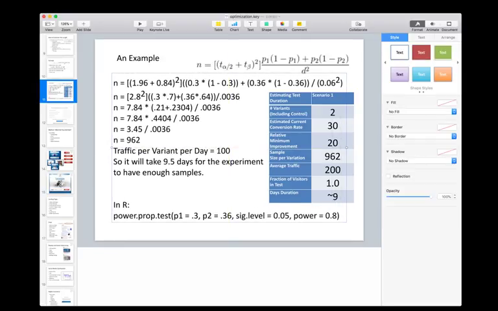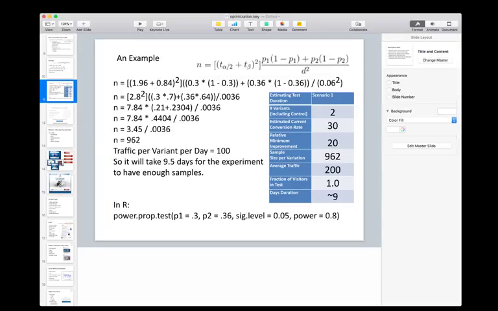They said that they had some trouble matching it. Anyways, so then P1 is 0.3, because that's the original conversion rate. 1 minus P1 is 1 minus 0.3, right? P2 times 1 minus P2, which is up here, is 0.36 times 1 minus 0.36, right? So that feeds in there. And the distance between those two values, right, is 0.36 minus 0.3, which is 0.06, right?